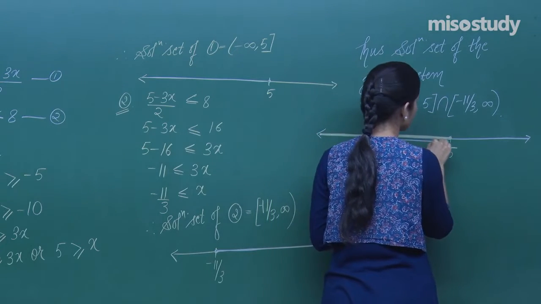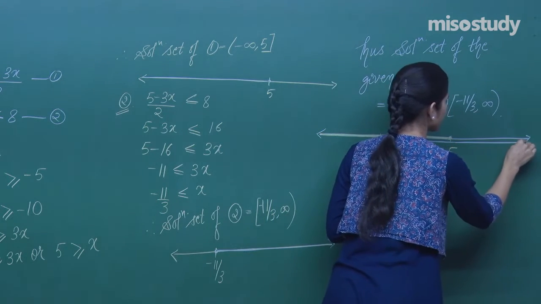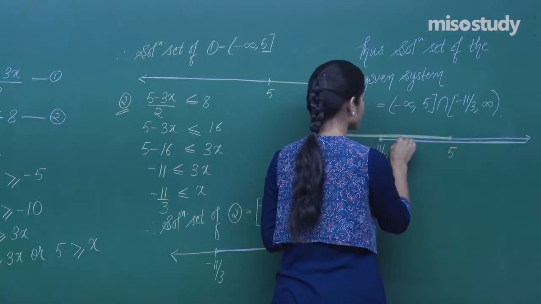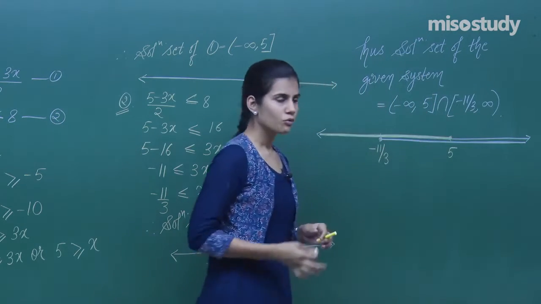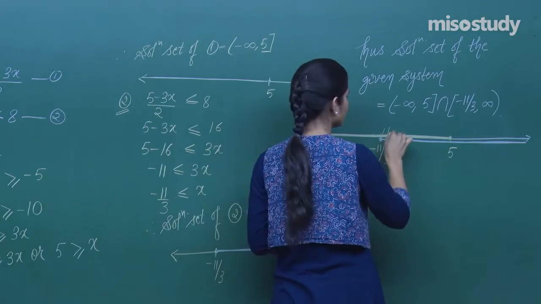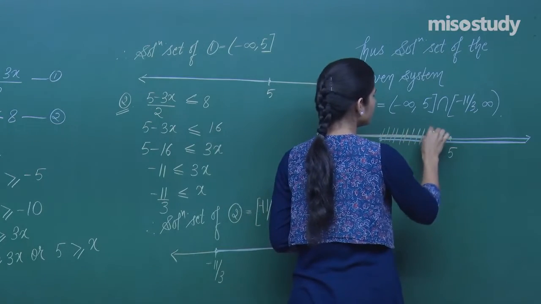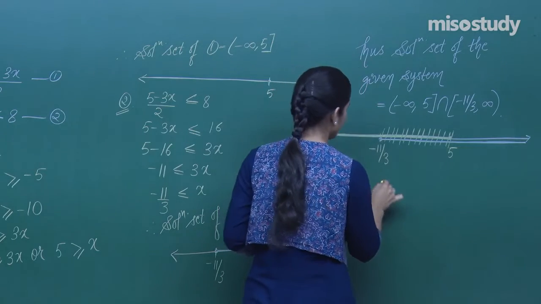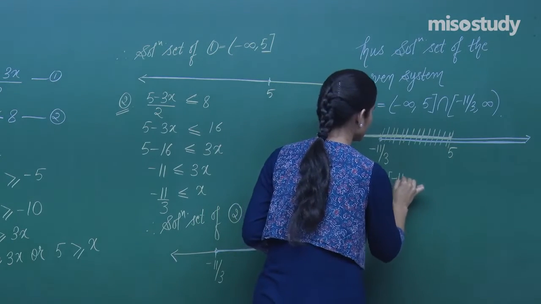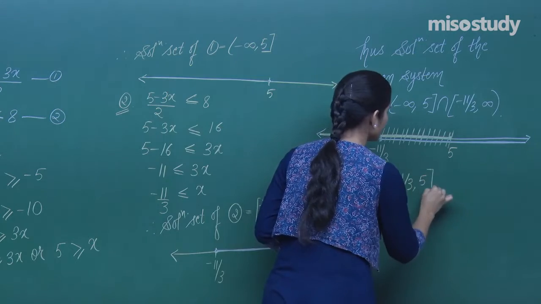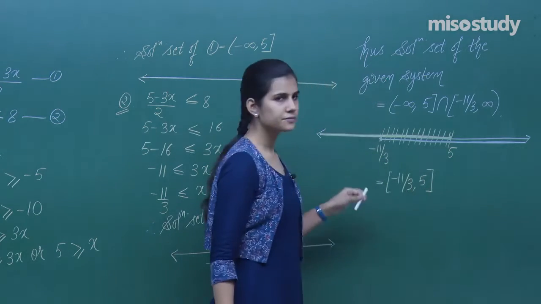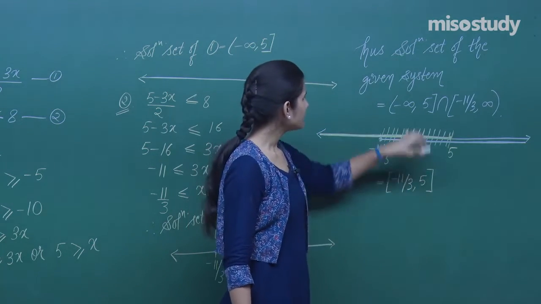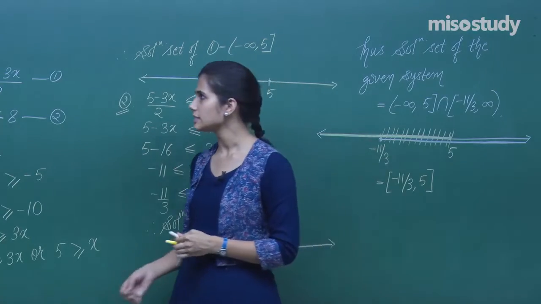And you have from here till here, this complete solid portion. What is the common region? Clearly this is the common region, right? And the intersection comes out to be minus 11 by 3 comma 5. Is it clear? That happens to be the solution set of your given system.